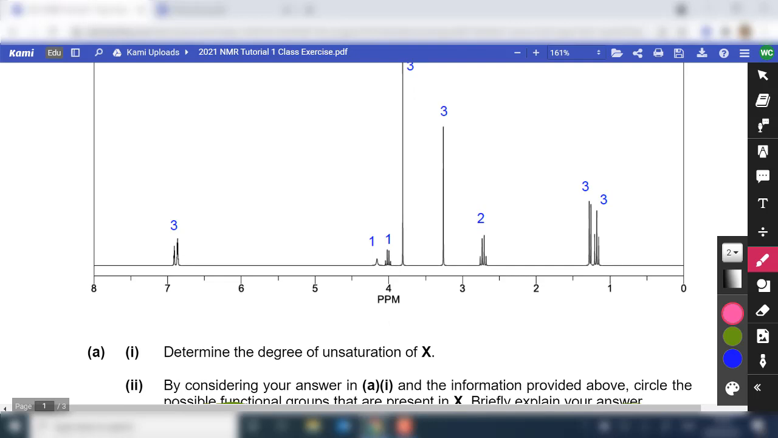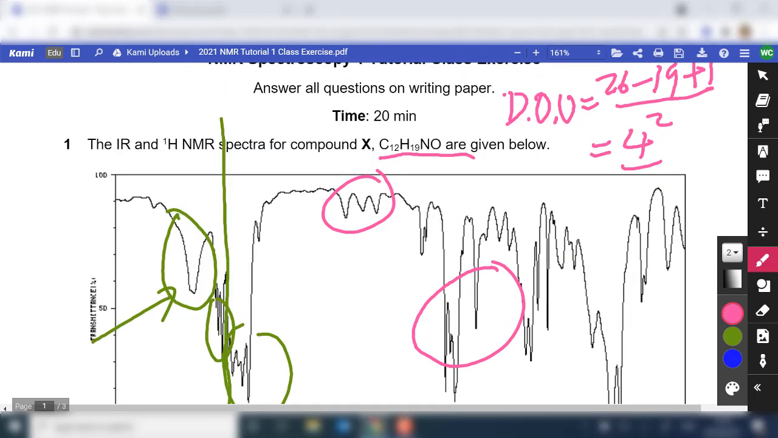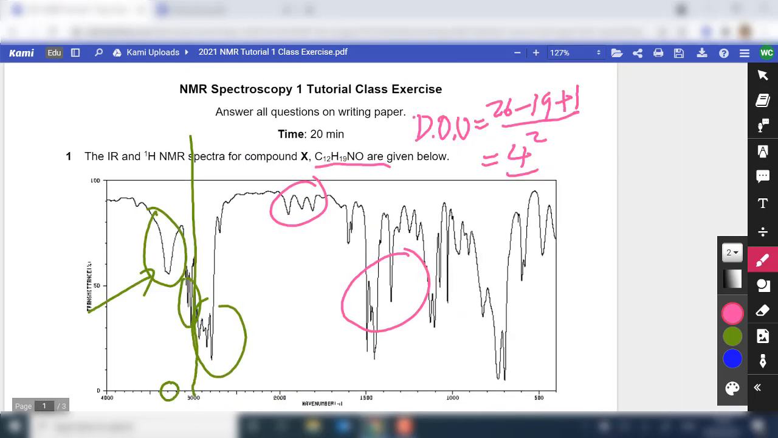Now we have signals close to 7, 3 of them, multiplets. These are things you need to include in your answers: multiplets, integration ratio 3, near the aromatic region of 7 plus. So you would expect this signal to be due to the aromatic protons in the phenol ring. Based on the degree of unsaturation, which is 4, there can only be one phenol ring.